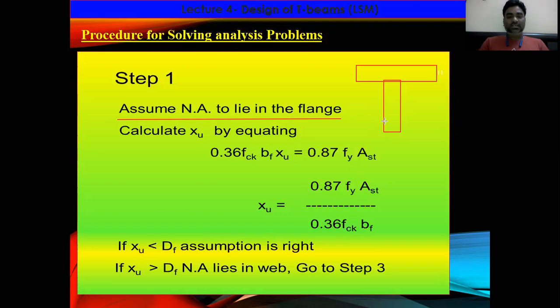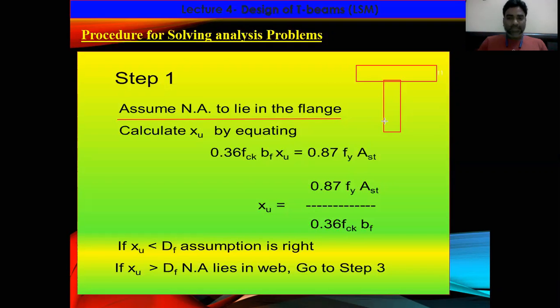But before starting, we don't know whether it is within the flange or within the web. So for that, you need to assume. The first step is to assume whether it is within the flange or within the web. You can assume any situation and calculate the XU. Then that XU should be compared with your thickness of slab, that is DF, right? If XU is less than DF, then the neutral axis is within the flange. If XU is greater than DF, then the neutral axis is within the web, right?